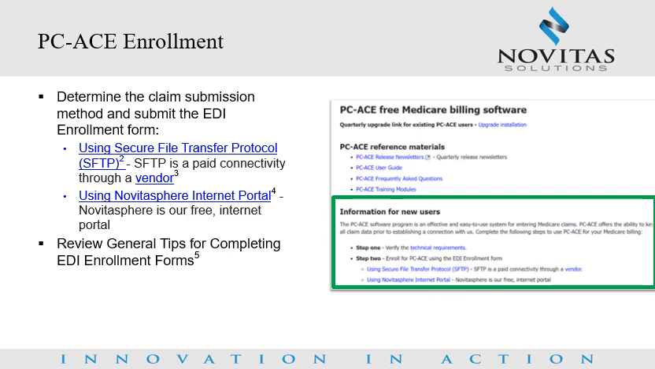PCACE enrollment. Although PCACE creates a mechanism to create claims and translate feedback reports, the provider still needs a submission method for claim submission. Providers can use a secure file transfer protocol, or SFTP, which is paid directly through an approved vendor, or use the Novitas Sphere portal. Providers will submit the EDI enrollment form designated for either SFTP or the Novitas Sphere portal to enroll in PCACE. For additional assistance with completing the forms, review our helpful article with general tips for completing EDI enrollment forms on the EDI Center of the website.